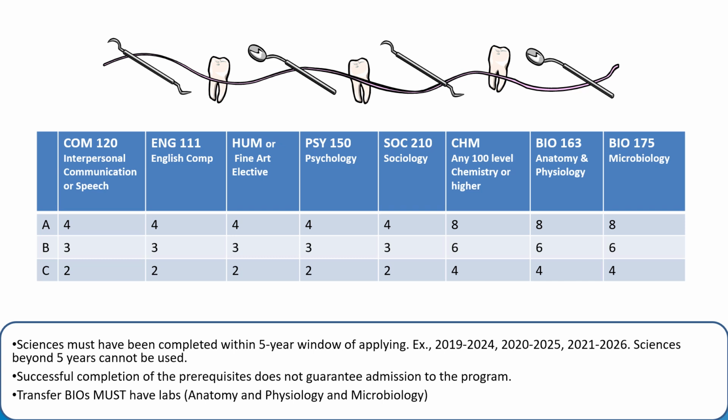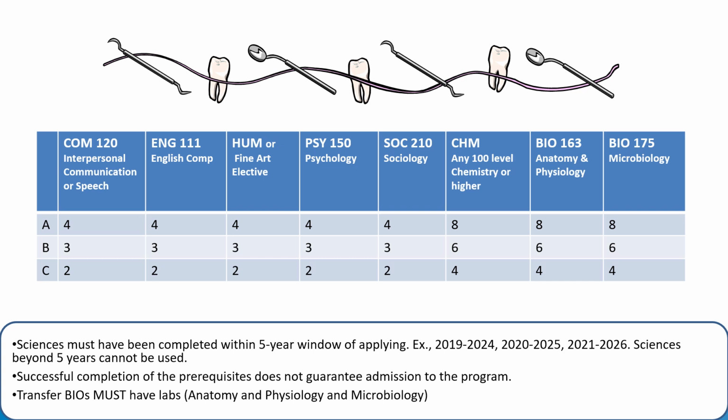We award points for anatomy and physiology, either Bio 163, which is 5 credits, or 2 separate anatomy and physiology courses that have a Part 1 and Part 2. We also award points for microbiology. Sciences must have been completed within a 5-year window of applying. An example of this is if you are applying for 2026, sciences would need to be completed between 2021 and 2026. Science beyond 5 years cannot be used in the points process.